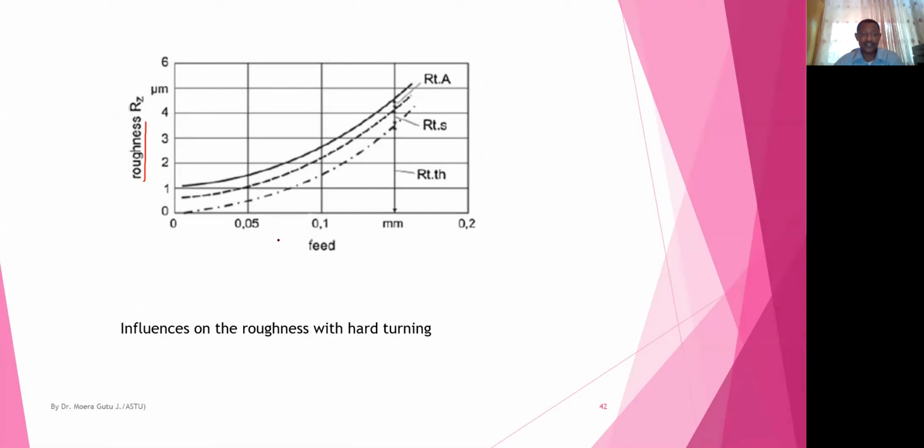Surface roughness is plotted with respect to feed for different materials here. So for all materials, it is going to raise or increase as the feed rate in millimeters is increasing, and the surface is losing its smoothness.